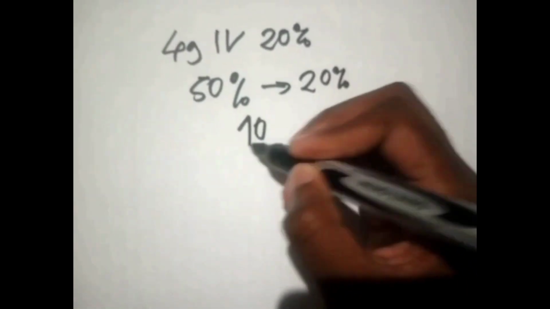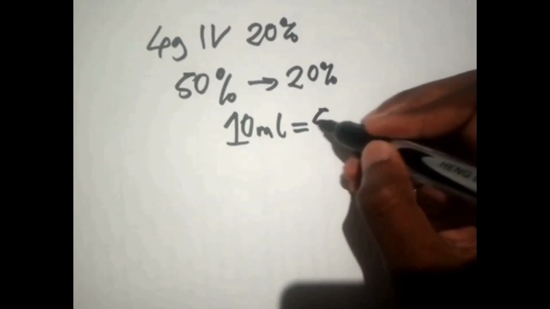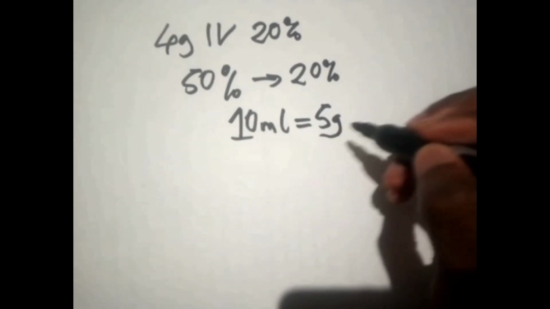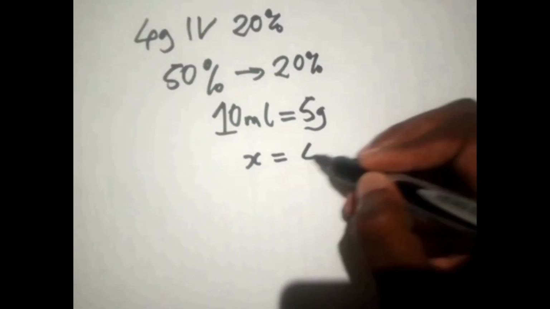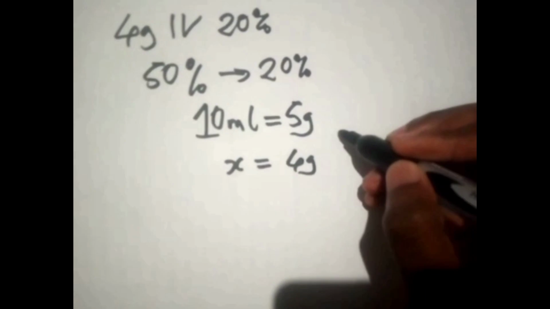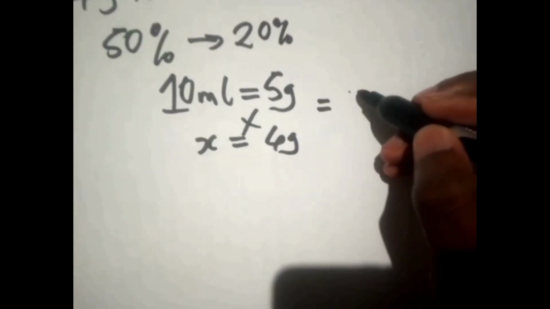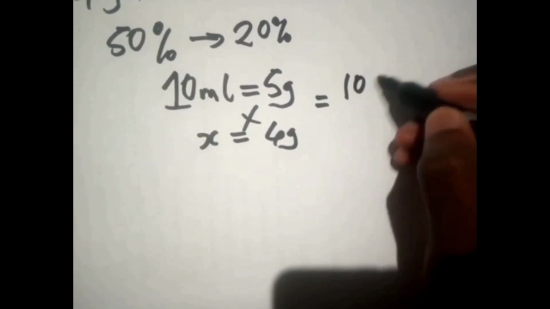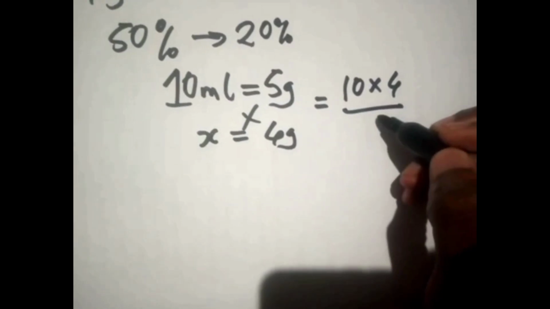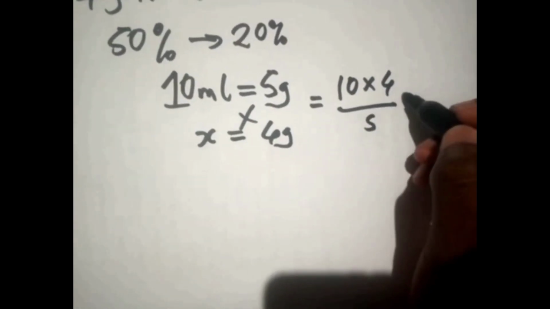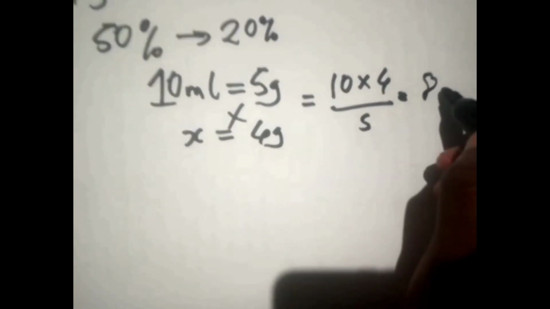So use the same principle we found. Previously, we said that 10 mil is equal to what? If you remember, it's 5 grams, right? Then, how many mils will make 4 grams? So let's do some math. If you cross multiply here, it's going to give you 10 times 4 over the 5, which is going to give us 8.